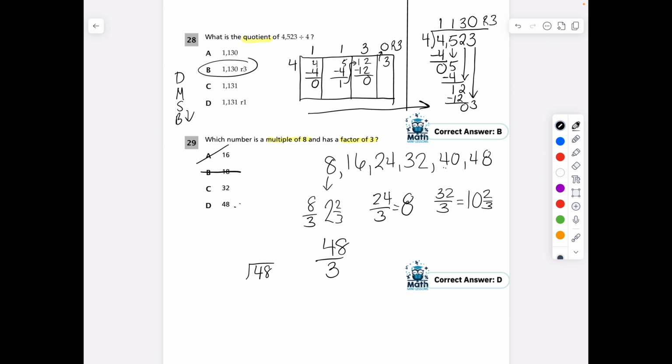I'm going to use my long division here. 4 divided by 3 is 1. 1 times 3 is 3. Bring down the 8. 18 divided by 3 is 6. 6 times 3 is 18. So yep, 3 times 16 makes 48. 48 has 3 as a factor.